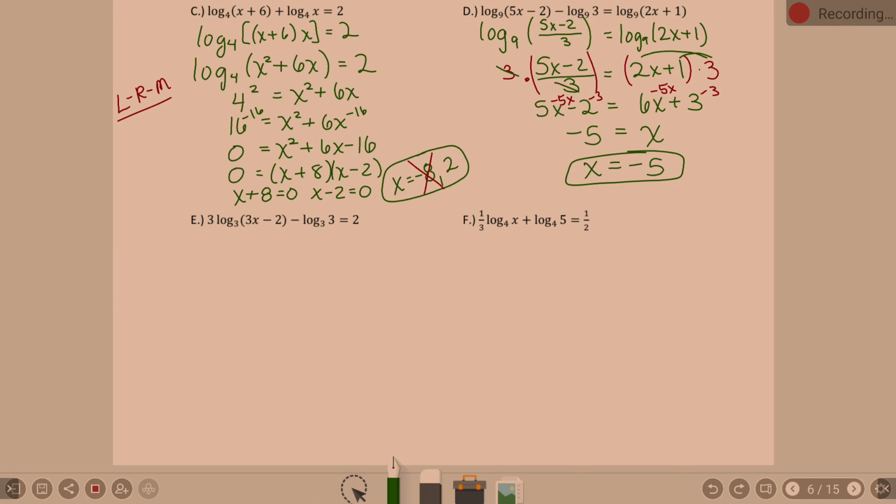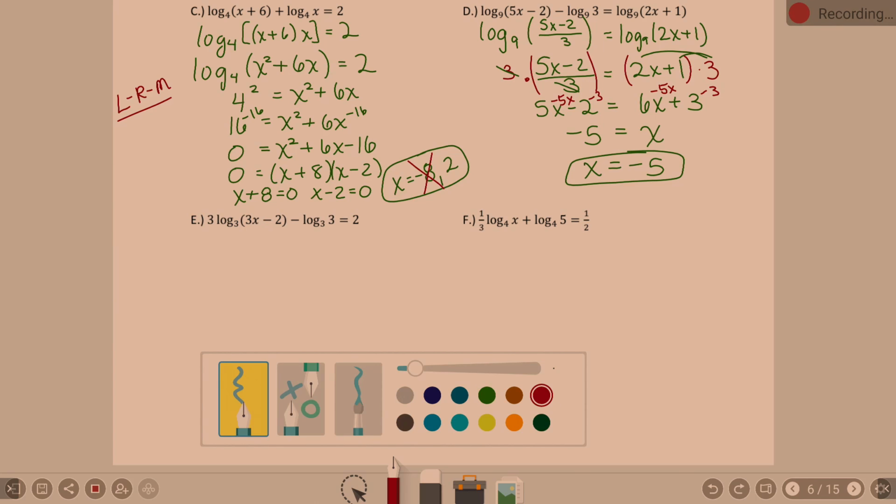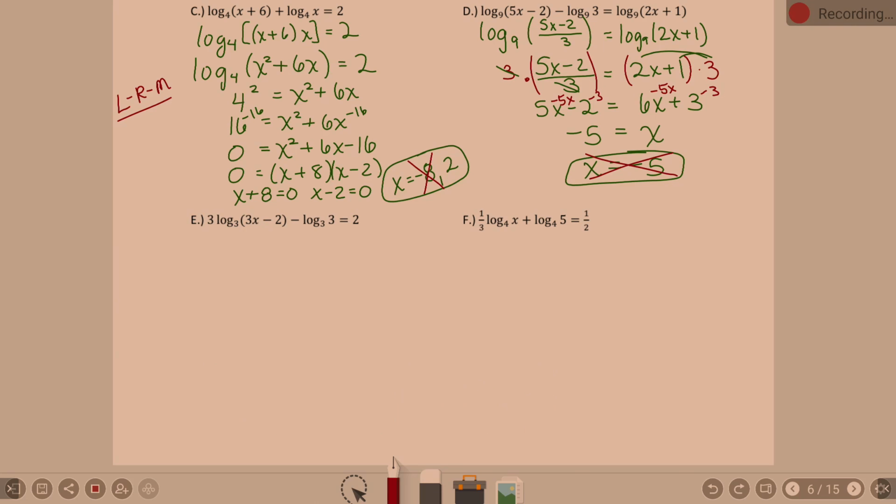You need to check to see if it makes sense. Can it work? If you plug negative 5 into that original, 5 times negative 5 is negative 25 minus 2. I just got log of a negative value. Okay? So I don't even check the other side. The other side I don't think works either. And so this is a no solution.